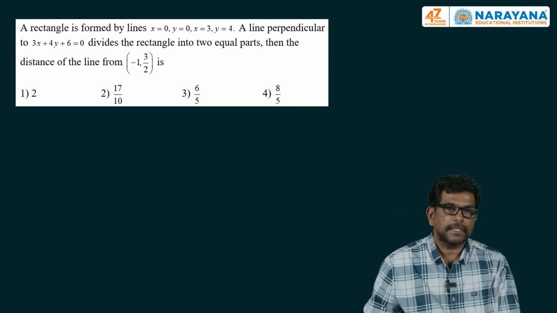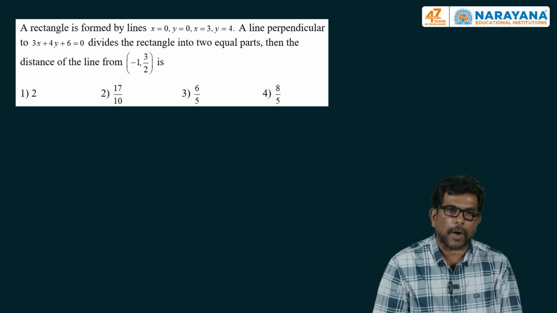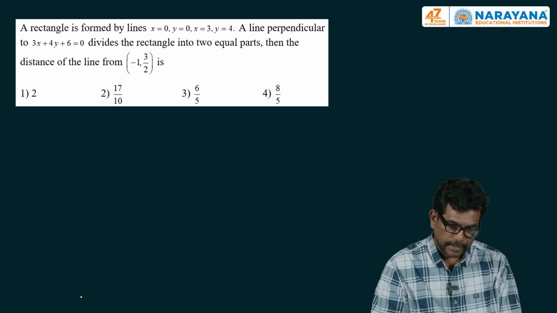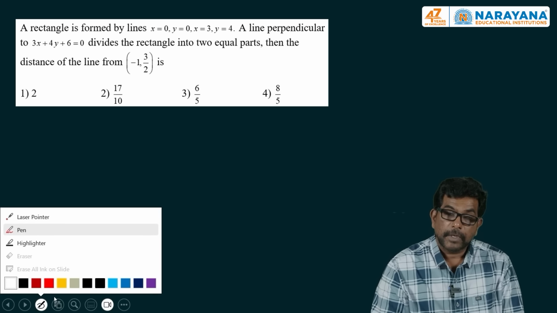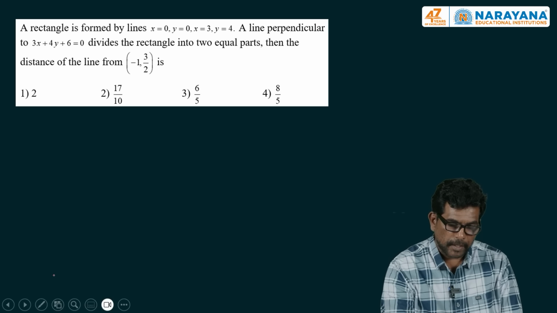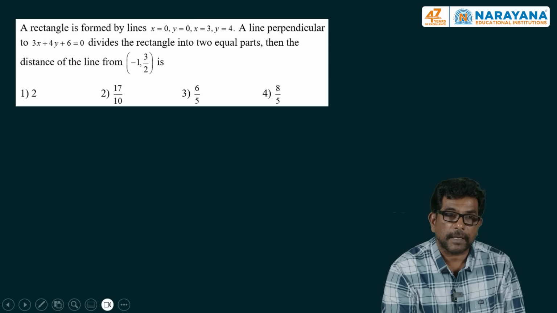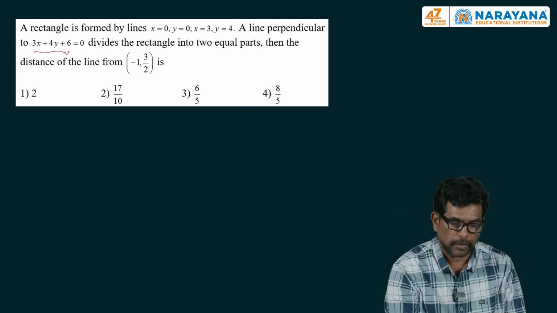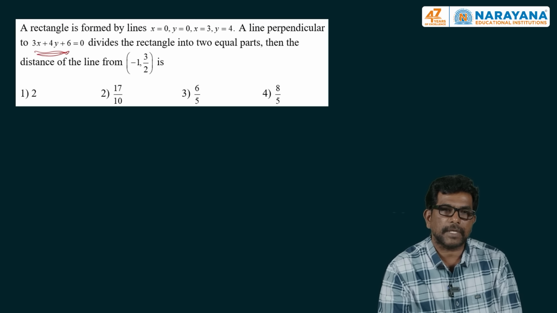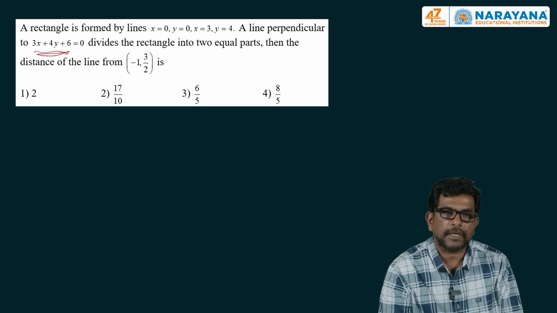The first one is a rectangle which is formed by the lines x is equal to 0, y is equal to 0, x is equal to 3, y is equal to 4. A line perpendicular to 3x plus 4y plus 6 is equal to 0 divides the rectangle into two equal parts. Then the distance of the line from (-1, 3/2) they are asking.